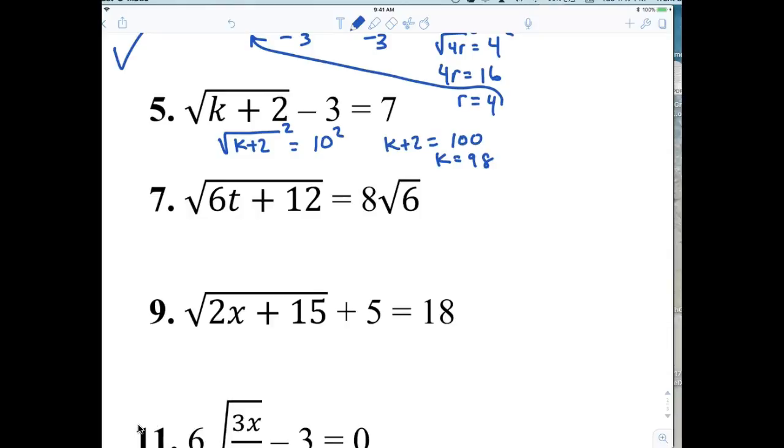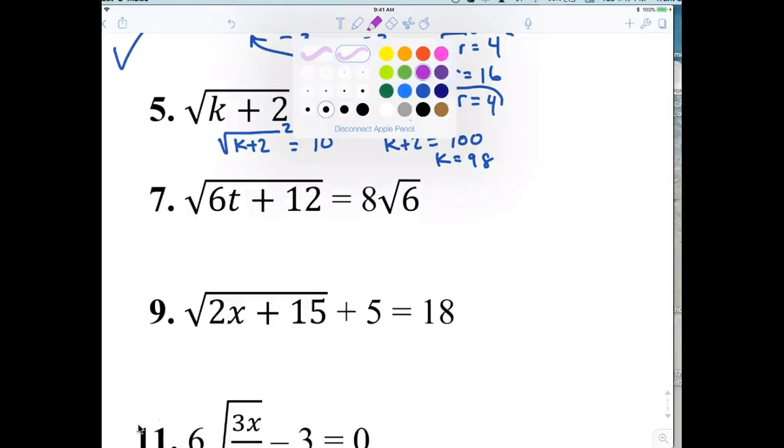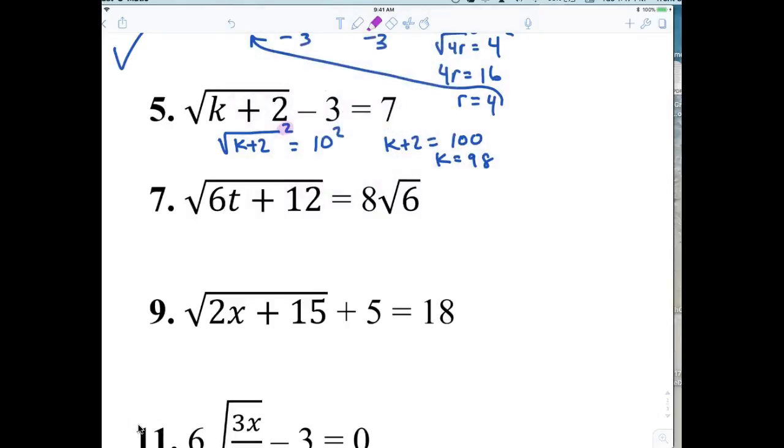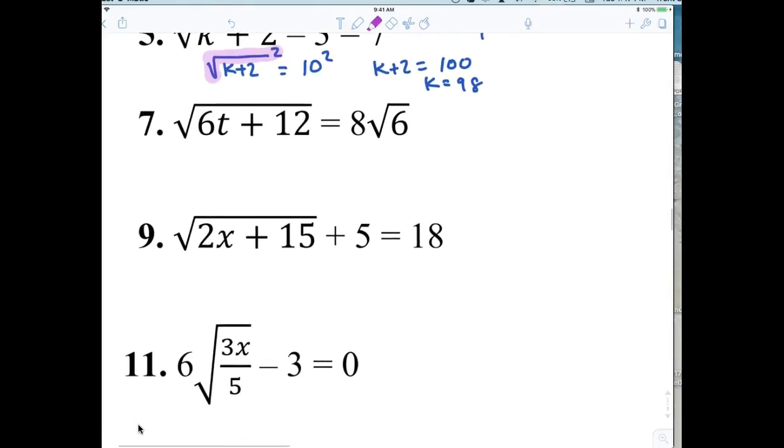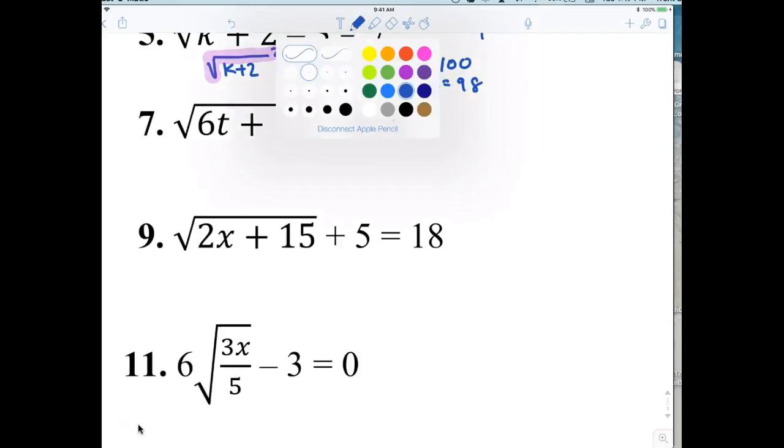Because, a good question, these two things are canceling each other out. Everything else stays the way it was. So you're squaring the radical? Yes. All right, so for question number 7 now.